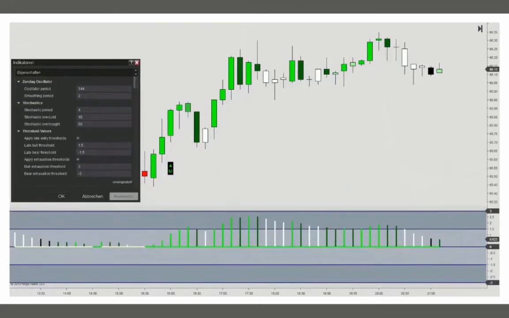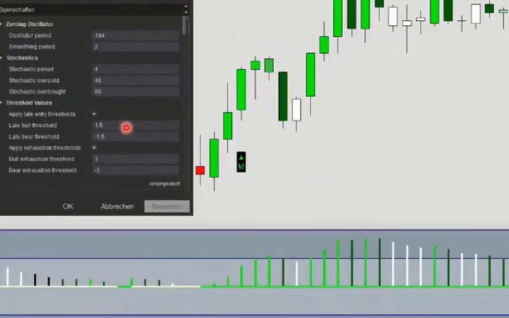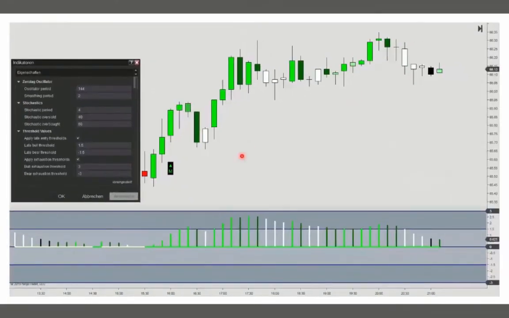So just as an example here, I've scaled these thresholds back to 1.5. You see the threshold is here at 1.5. And now these signals that we showed earlier, they have been eliminated by this threshold. So you see this signal here was plotting above the threshold, as well as this one was.